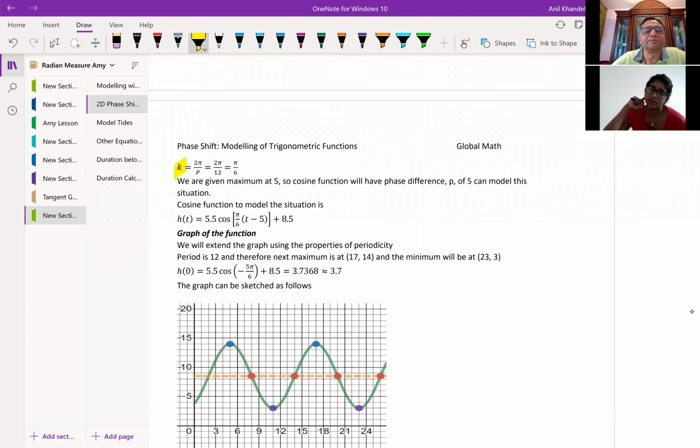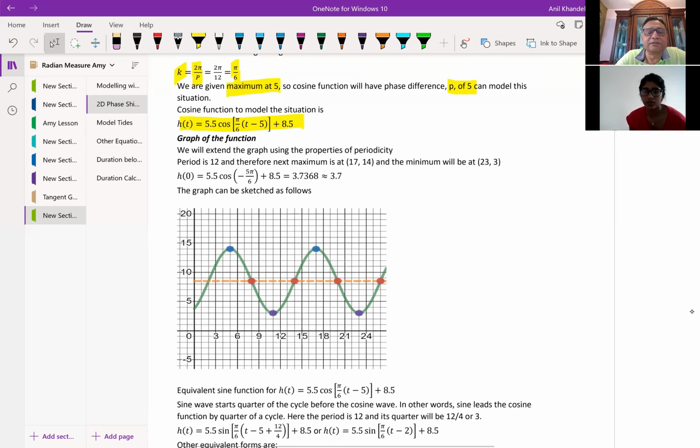Now, looking at the phase shift, we are trying to find the value of k. We do 2 pi divided by the time period, which is 12, so 2 pi divided by 12 is pi over 6. Then we are given that the maximum is at 5, so the cosine function will have a phase shift of 5, and you can model the situation this way. Then we just substitute all the values into the cosine function. Perfect. So that is how you do it.